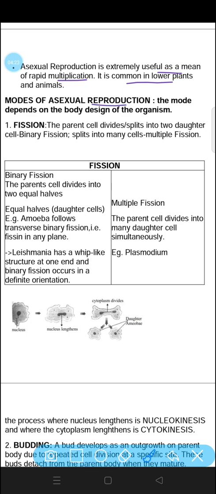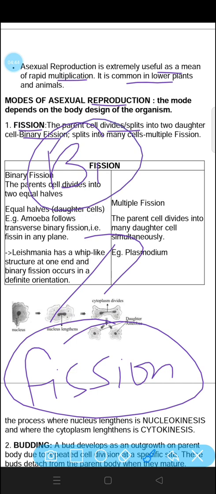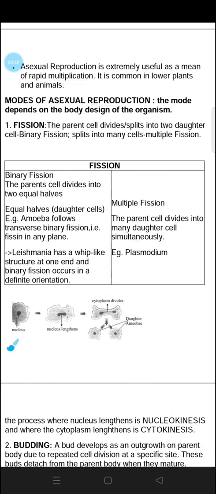Modes of asexual reproduction. First is fission. Fission, as the word indicates, means splitting. The organism splits. The parent cell divides or splits into two daughter cells in binary fission. The fission could be binary, where bi means two, whereas multiple means many. So it could be binary fission in which two daughter cells will be formed, or it could be multiple fission.